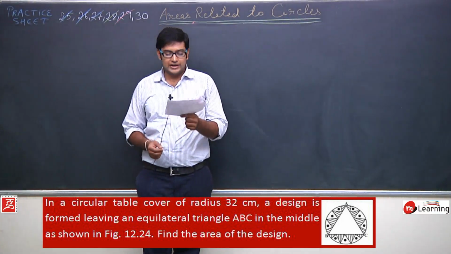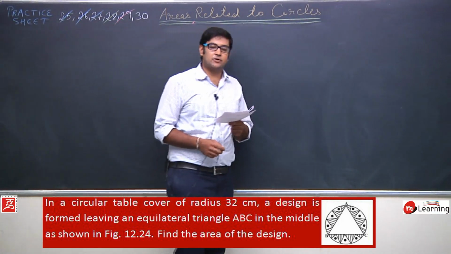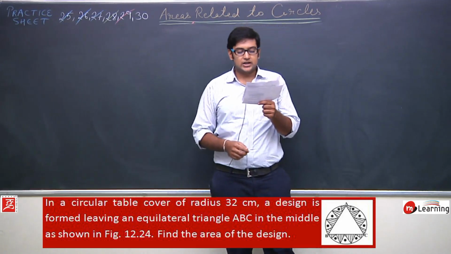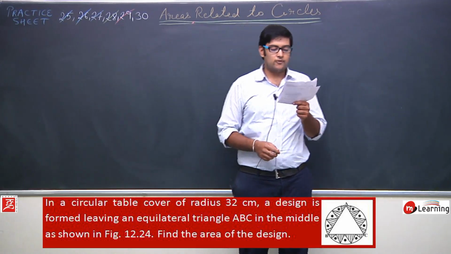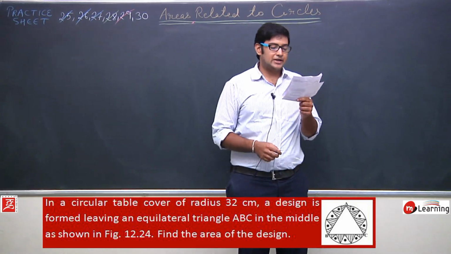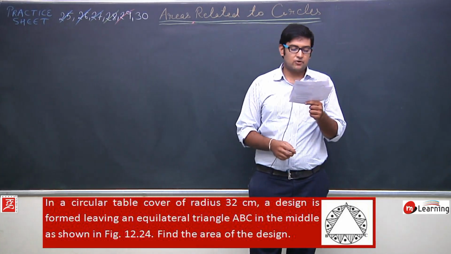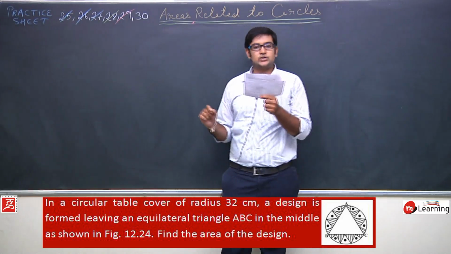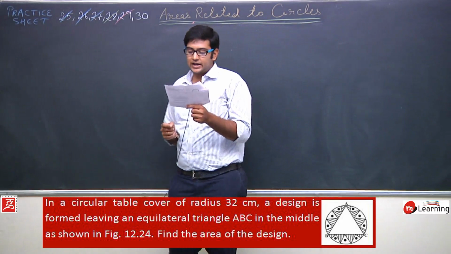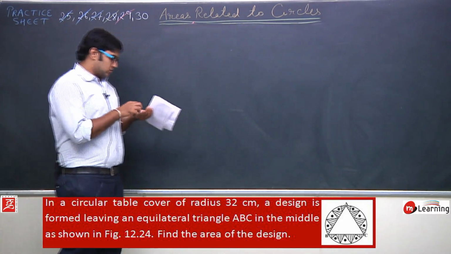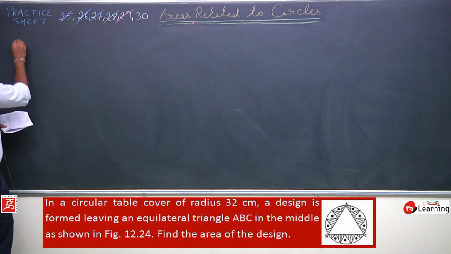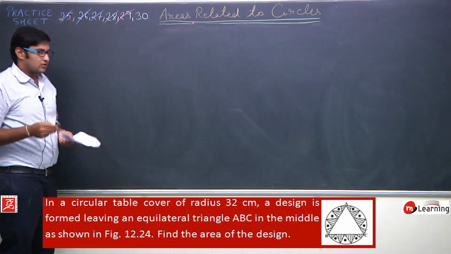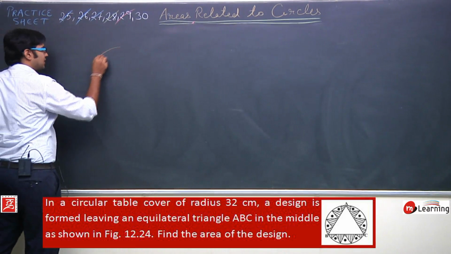Okay, so now let us solve question number 30 from the practice sheet. Question number 30 says, in a circular table cover of radius 32 centimeters, a design is formed leaving an equilateral triangle ABC in the middle as shown in the figure. Find the area of the design. So what the question says is that there is a circular table cover. Okay, you know what a table cover is.